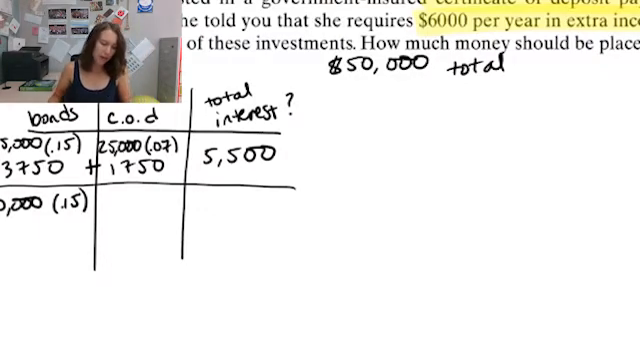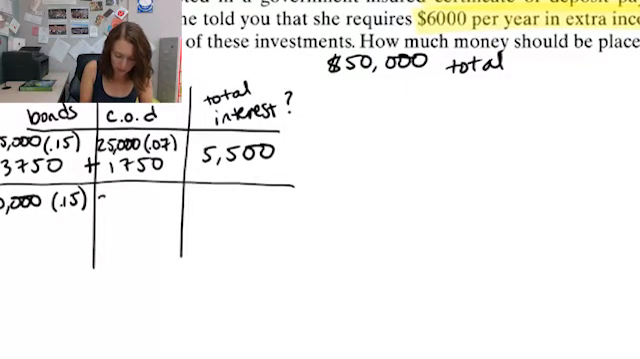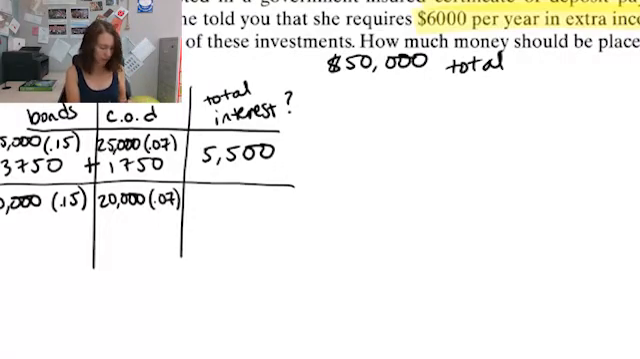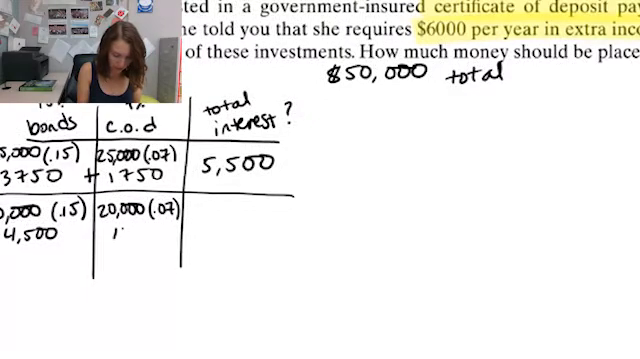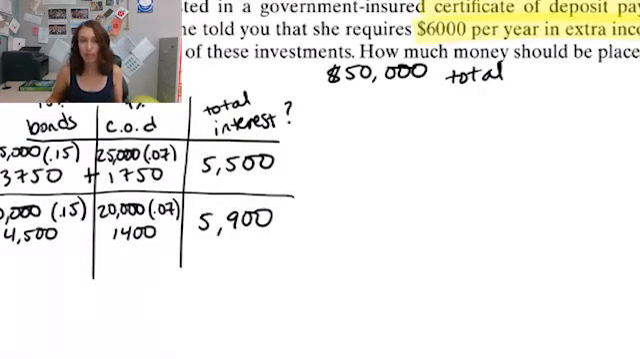If I have 30,000 in the bonds account, how much do I have left to put into the certificates of deposit? How do you figure that out? Well, if we have $50,000 total, that leaves me with 20,000 to put into the certificates of deposit. So now let's see what we get here. 30,000 times 0.15 gives me 4,500, and 20,000 times 0.07 gives me 1,400. If I add those together, I'm so close.